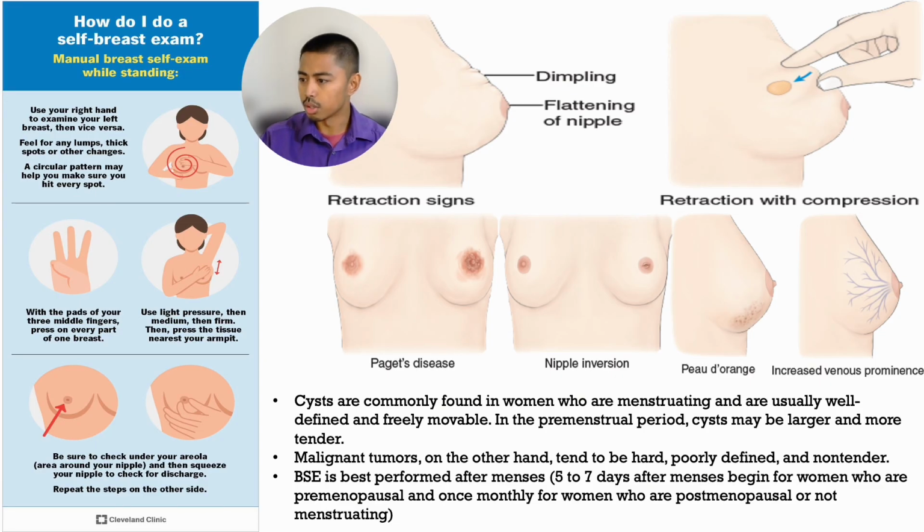So it says here that cysts are commonly found in women who are menstruating and are usually well defined and freely movable. I would just take a look at the slide, see how to do a self-breast exam, and when's the best time to do this.